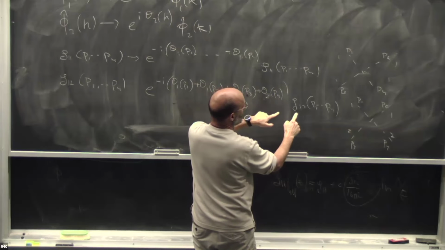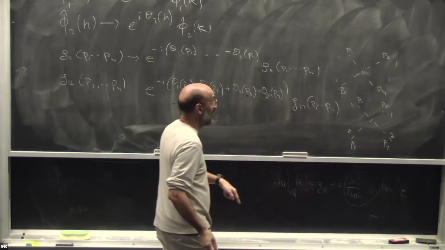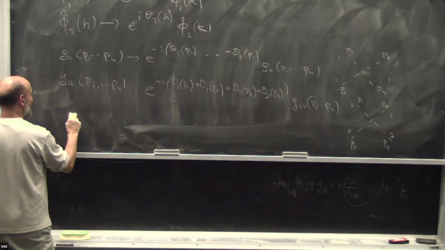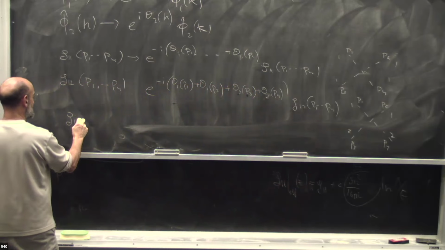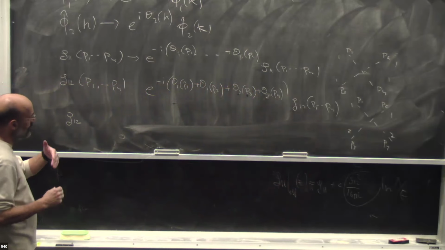So what you need is to take G12 and G12 star. So if you take... no, not the G12, G12 of minus P.